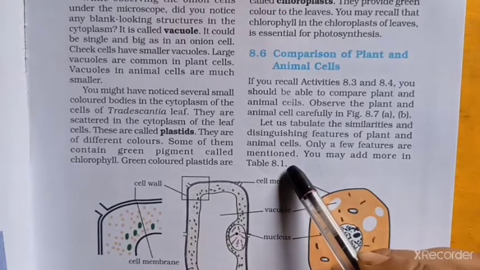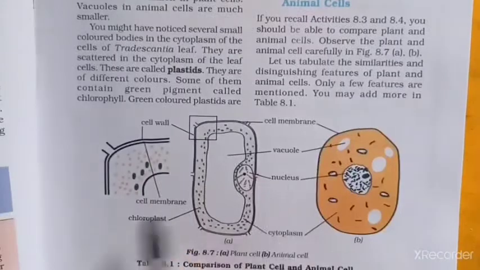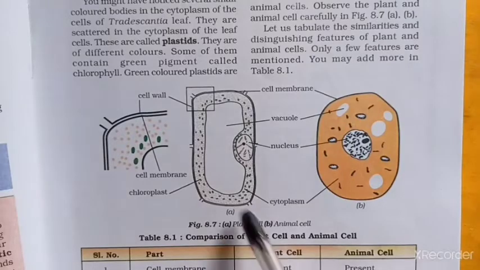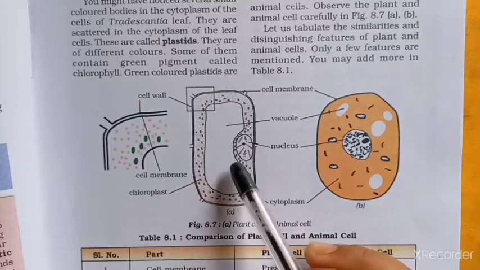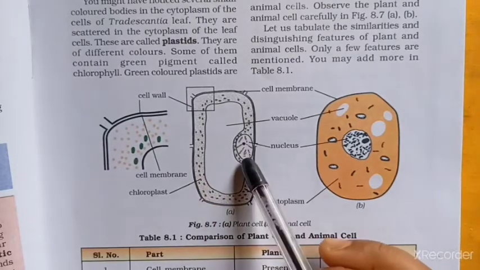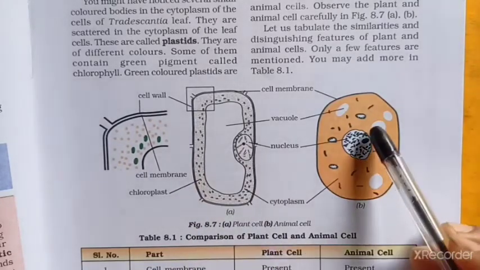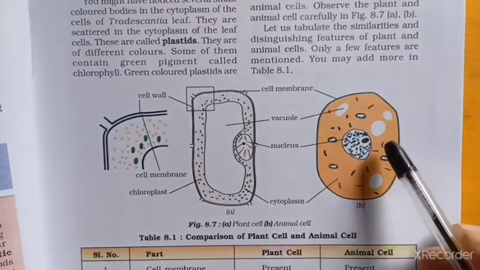So let's see the distinction between plant cell and animal cell. Here is the picture, figure number 8.7: A, plant cell, and B, animal cell. In the plant cell, the nucleus is located a little away from the center, whereas in the animal cell, the spherical nucleus is present at the middle of the cell.